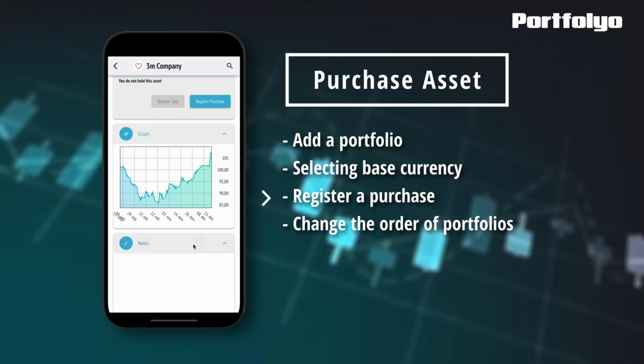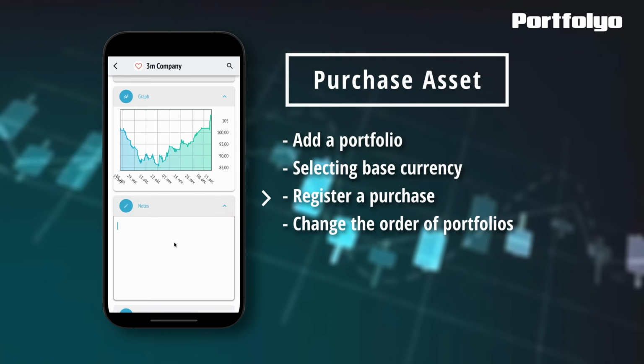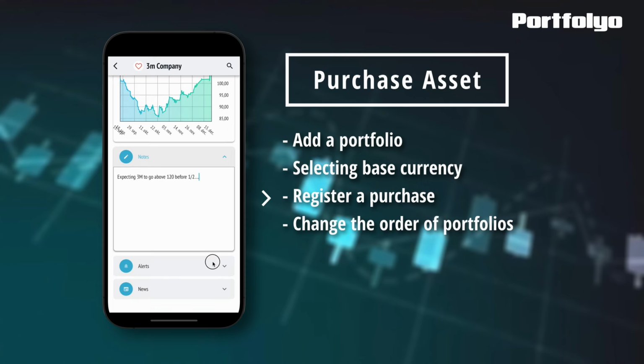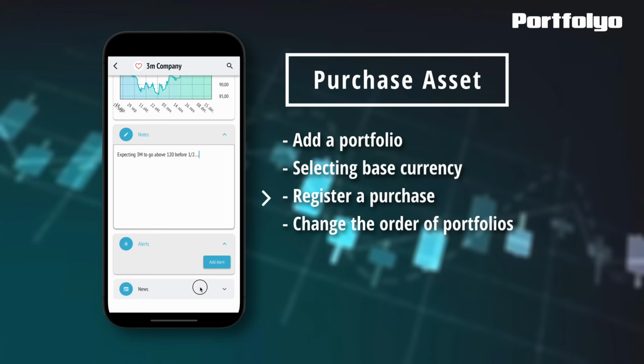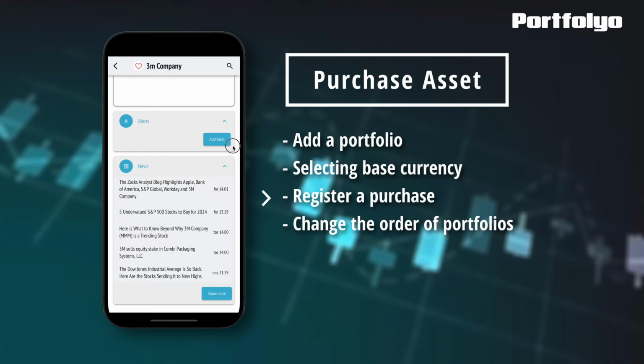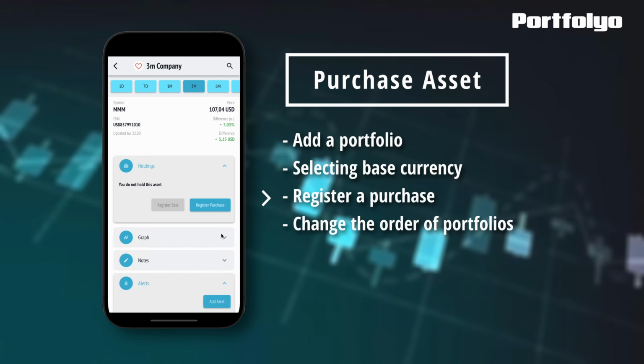These are general notes that, for example, can cover my strategy. For instance, I can write down my expectations for 3M, which I can use later to assess if my plan held up. Down here, we have alarms, and at the bottom, you'll find news about the stock. We'll explore that later. Now let's register a purchase.